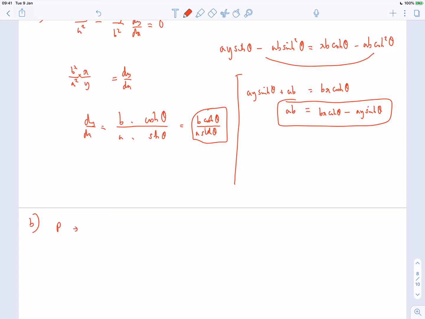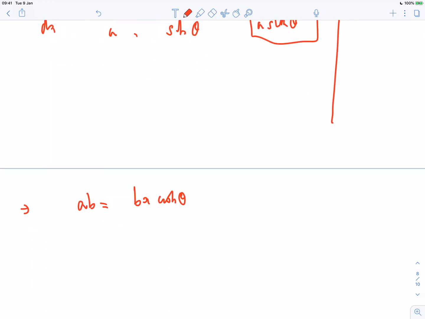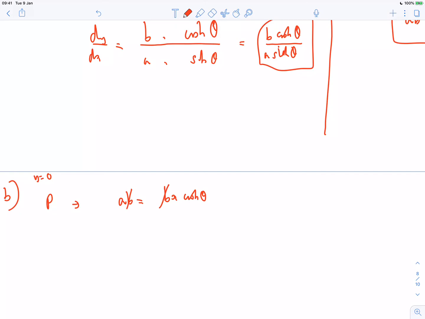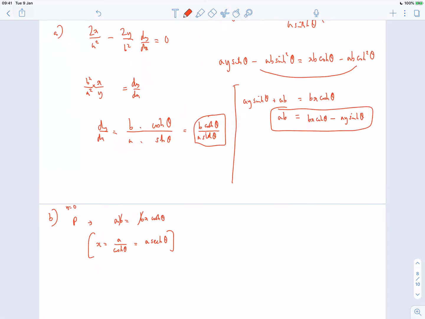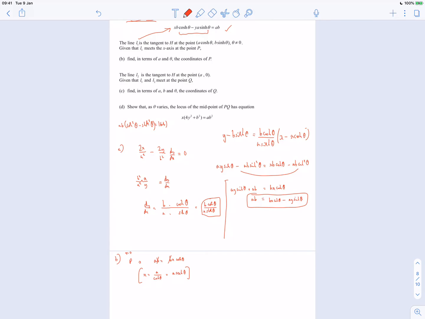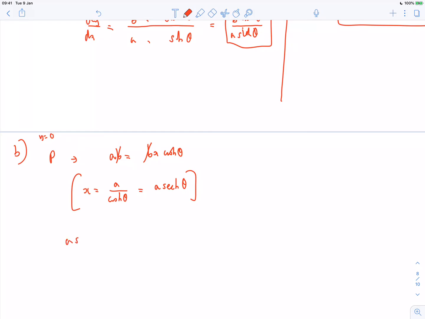So at P, we have AB equals BX cosh of theta minus A times B times 0. Well, y is 0, so it's just this. So if I divide by B and then divide by cosh theta, I've got x equals A over cosh of theta, which is the same as A sech theta. I believe that's all they wanted. Yeah, give it in terms of A and theta, done. So the coordinates of P are technically A sech theta, comma 0. So that's P. That's my answer for part B.